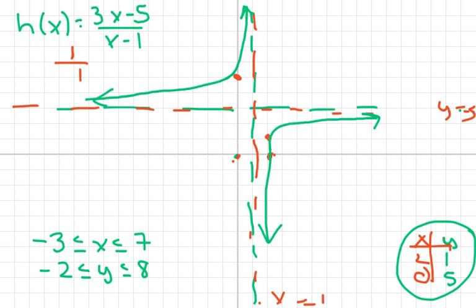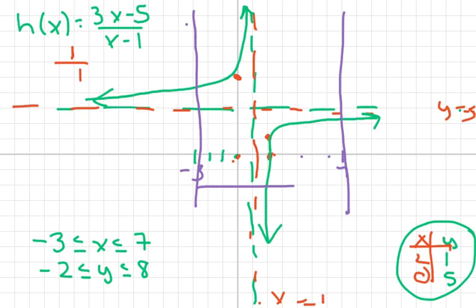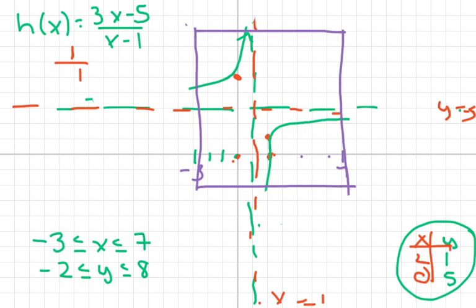Now, in this case, they want us to restrict from -3 to 7. 2, 3, 4, 5, 6, 7. So from here to here. And they want us to graph from -2 on the y to 8, which is about there. Let me erase this piece here. All right. So I'm going to box in this area. And so what I do is I erase my excess here. And then I draw my arrows on the inside here.